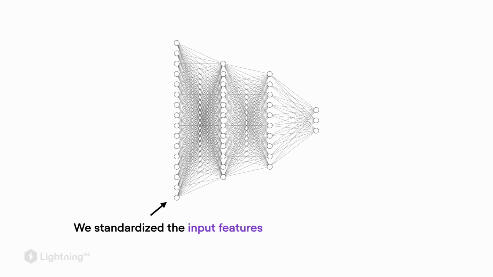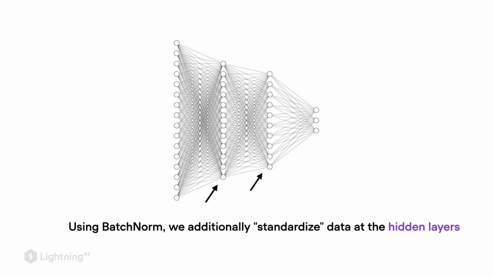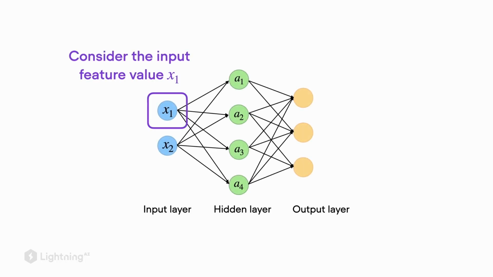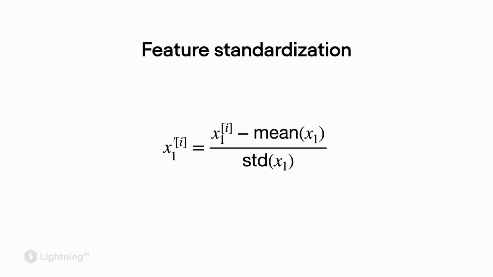But what about the inputs to each of the hidden layers? In addition to normalizing the input features, we can now use batch norm to additionally standardize the values that go into each of these hidden layers. But since it has been a while, you may wonder, how do we actually standardize our input features again? Let's focus on the first feature of the simple neural network here. When we standardized the features in unit 1.6, what we did is we subtracted the mean, so the mean across all the training data points for that feature, and we divided it by the standard deviation. And so this is how we standardize the first feature for training example i.